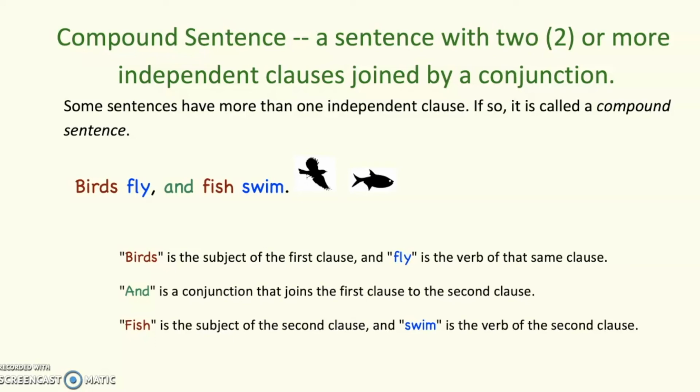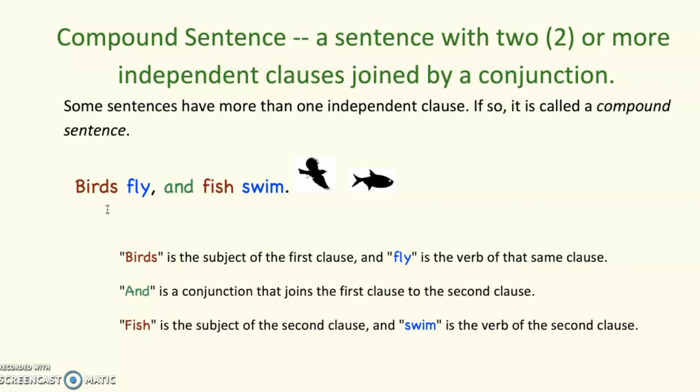Now, let's talk about compound sentences. A compound sentence is different from a simple sentence, okay? It's a sentence with two or more independent clauses joined by a conjunction. So some sentences have more than one independent clause. If so, it is called a compound sentence.